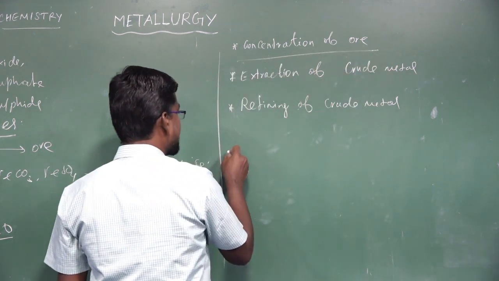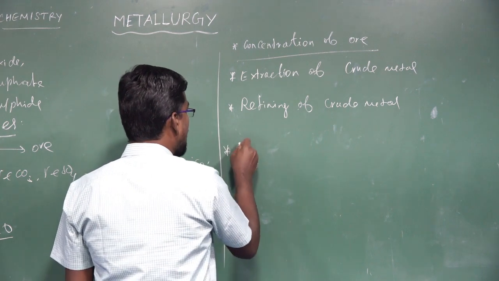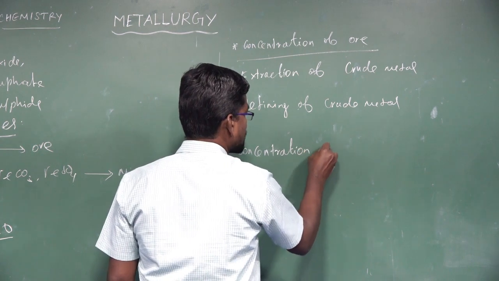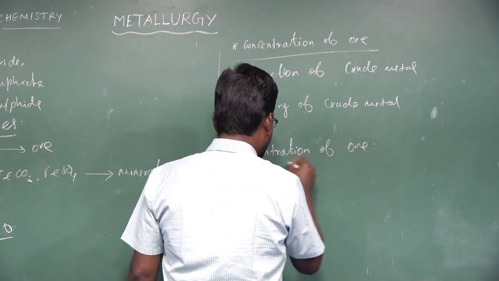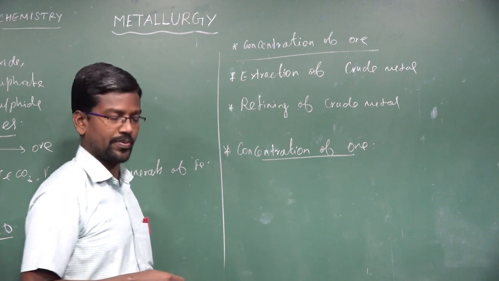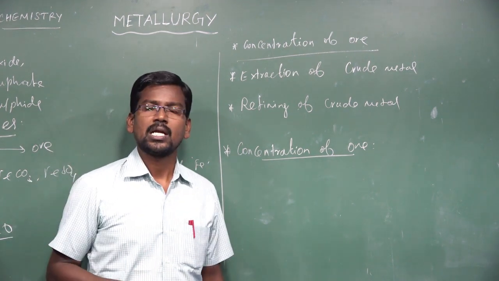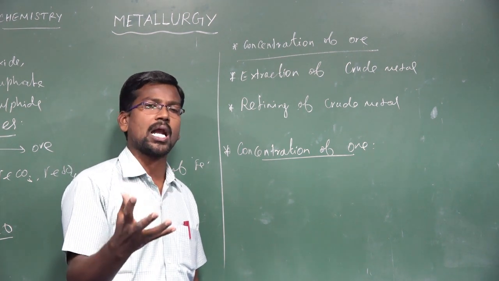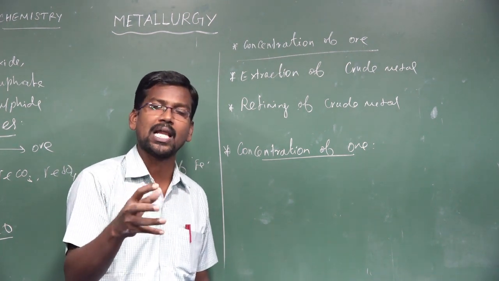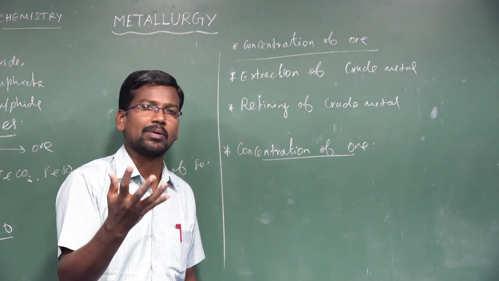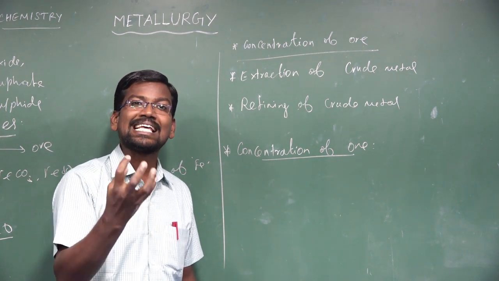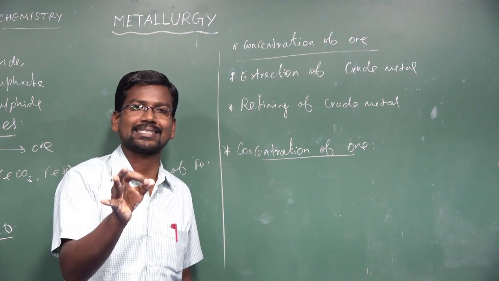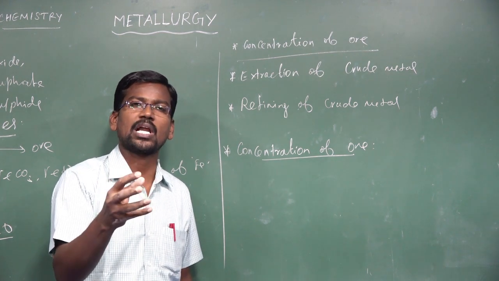First one, concentration of the ore. Now we are going to discuss concentration of the ore. What is the meaning of concentration? In general, the ore particles are associated with non-metallic impurities. Rocky material and siliceous matter associated with ore particles is known as gangue. Gangue is nothing but the impurities in the ore.